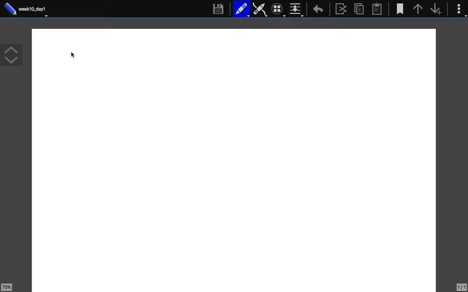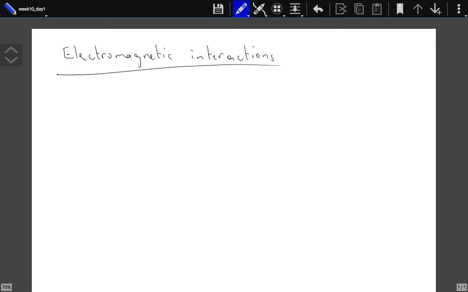So today we will be starting discussing electromagnetic interactions. So first let's study the classical problem. What's the classical Lagrangian or the Hamiltonian of the system? For that, let's discuss with Newton's second law.